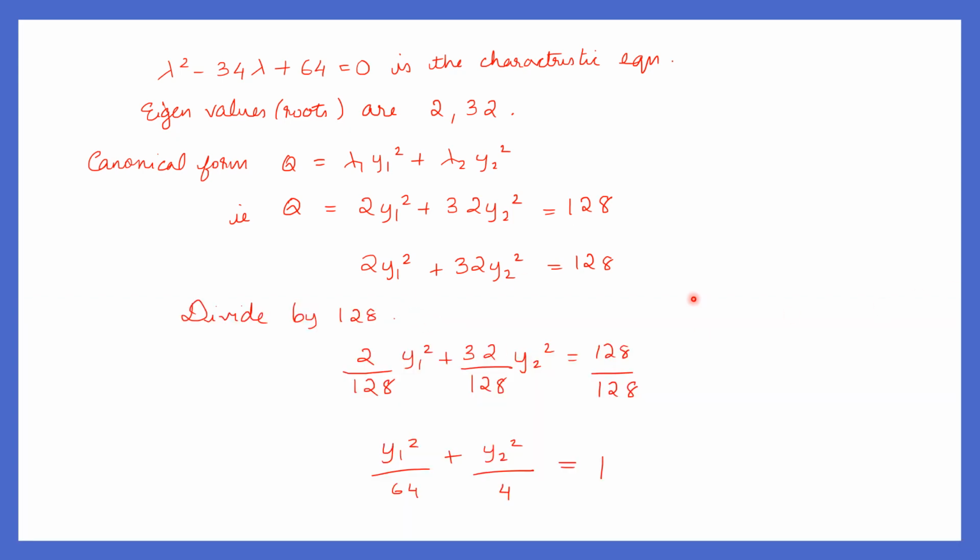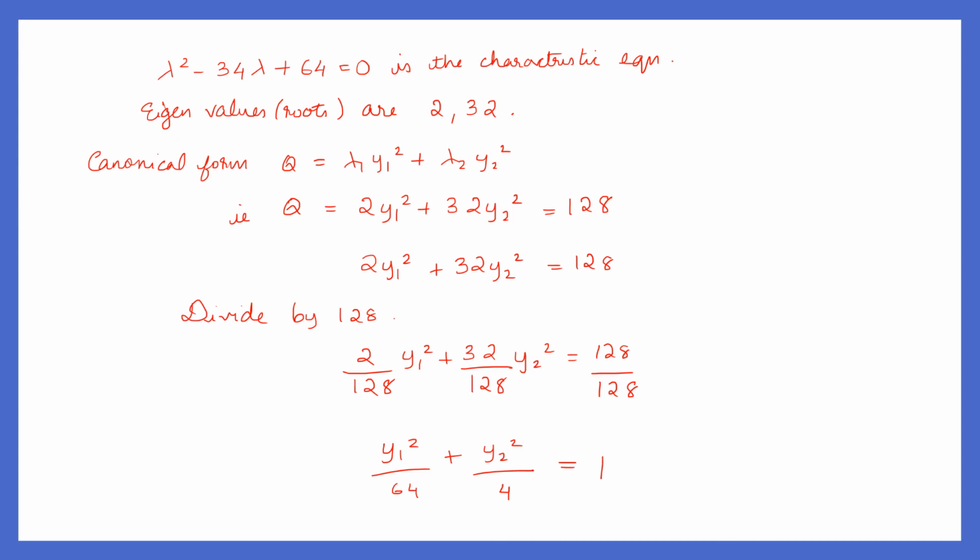Now we can have 128 on the right hand side. So in order to make it as 1, we have to divide both sides by 128. So it will become 2 by 128 y1 square plus 32 by 128 y2 square is equal to 128 by 128. So we obtain the corresponding equation as y1 square by 64 plus y2 square by 4 equal to 1. So our equation is now in the form y1 square by 64 plus y2 square by 4 equal to 1.